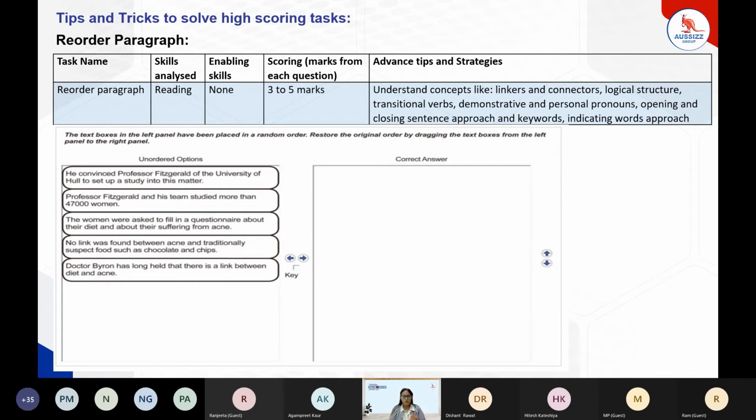This is one type of approach. That is the closing sentence and opening sentence approach. And definitely demonstrative and personal pronouns are the basics, like he or that or this. These are the demonstrative and the personal pronouns.